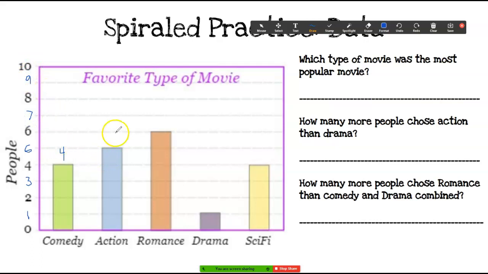So I know that action is 6. This one is, oh, no, hold on, let's fix that. That should be 5. 5, 6, 1, 4. Okay, so that means this was the most popular.